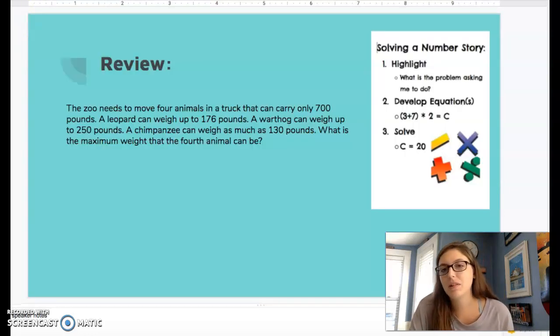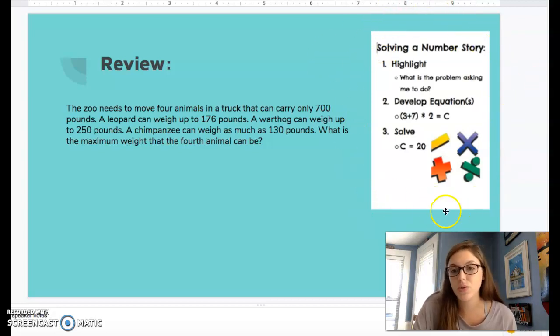Before we do that, though, I want to remind you of the steps we use to follow in solving number stories. The first step was we always highlight or underline what the problem is actually asking you to do, and what information you are getting from the problem versus what you need to find out. Once you do that, our second step is developing an equation. Sometimes we have more than one step, which means we'll have more than one equation, but you always want to make sure you know what you're solving. And then step 3 is when you actually solve and get your answer.